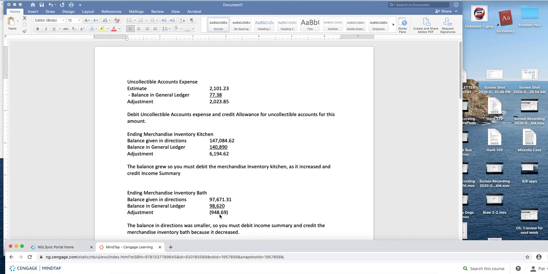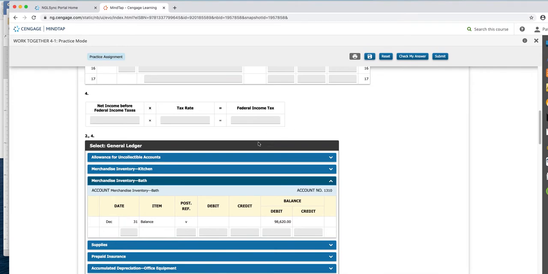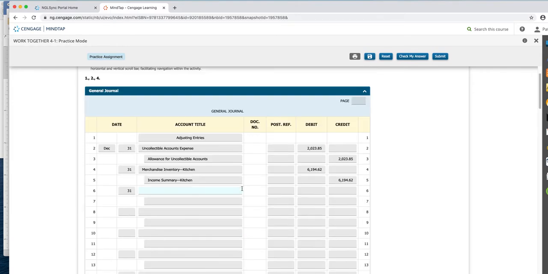So if we have to make it lower, then merchandise inventory needs to be decreased and we need to credit it. Here, the first one we made merchandise inventory Kitchen greater, so we debited it. Here we're making merchandise inventory Bath smaller, so we must credit it. 948.69. And again, it's not bad or good.